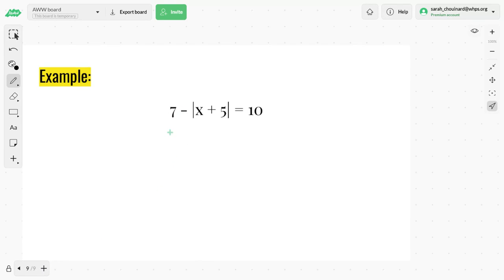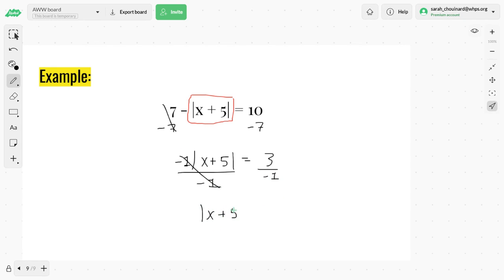So if I were to solve for x in this problem, I first need to isolate the absolute value. So I have to get rid of this 7 by subtracting it from both sides to get rid of positive 7, which leaves me with negative absolute value of x plus 5 equals 3. And this is kind of like multiplying by negative 1. So I'm going to divide both sides by negative 1, which isolates the absolute value.